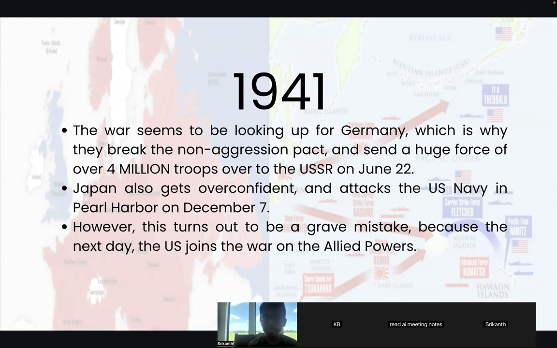Okay. So then Germany breaks the non-aggression pact between them and the USSR. They send a huge force of over 4 million troops over to the USSR, attempting to control it on June 22nd. Japan also gets pretty overconfident and attacks the US Navy in Pearl Harbor, Hawaii on December 7th. Okay, the US was mad. Really mad. Because the next day, the US joins the war against Germany, Japan, and Italy.